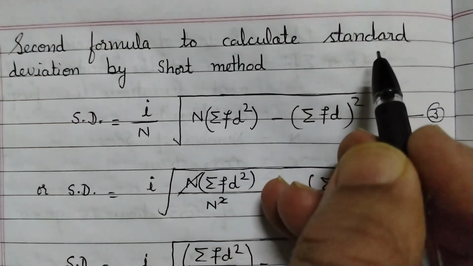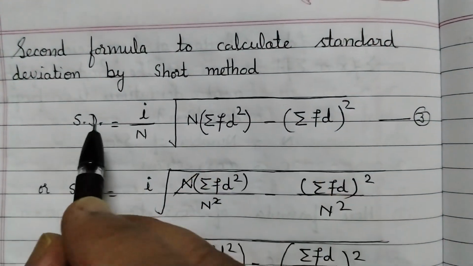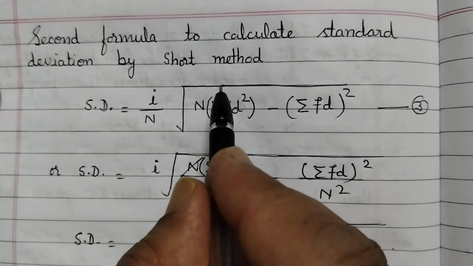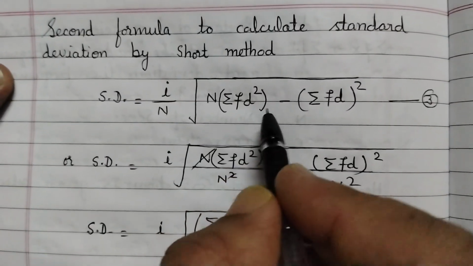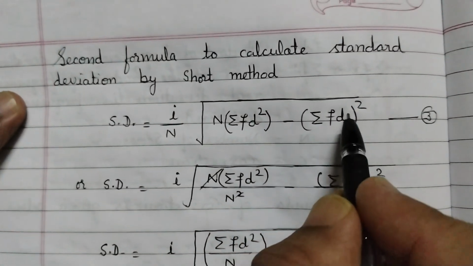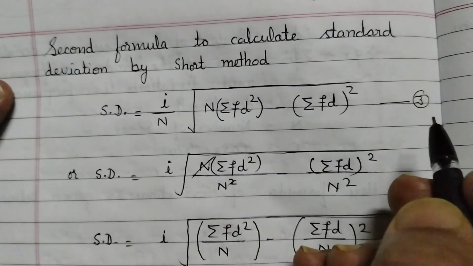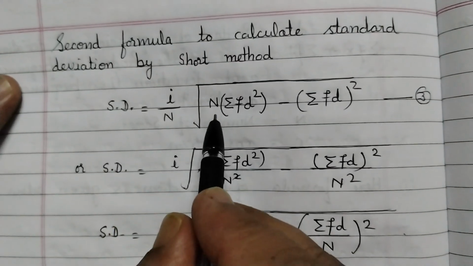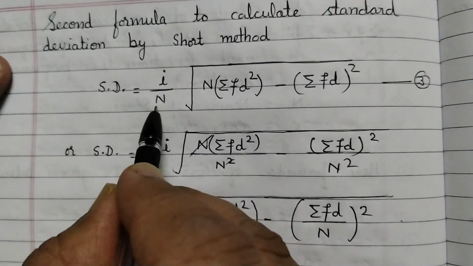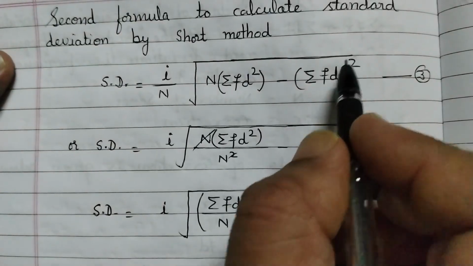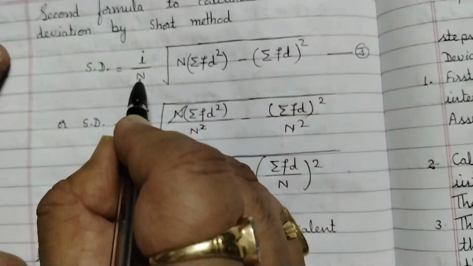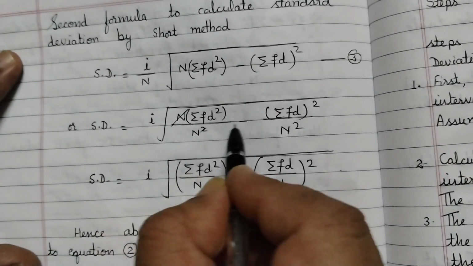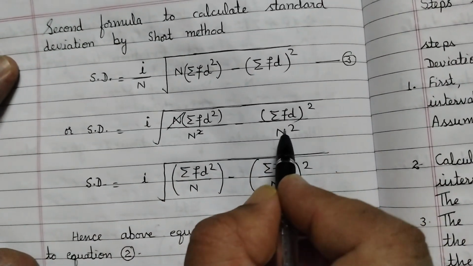The second formula to calculate standard deviation by the short method: SD is equal to i over n within square root n within bracket summation fd square minus summation fd whole square. This is equation 3. Now inserting this n in the square root, when n is inserted in the square root it becomes n square, so it comes in the denominator: n summation fd square by n square minus summation fd whole square by n square.